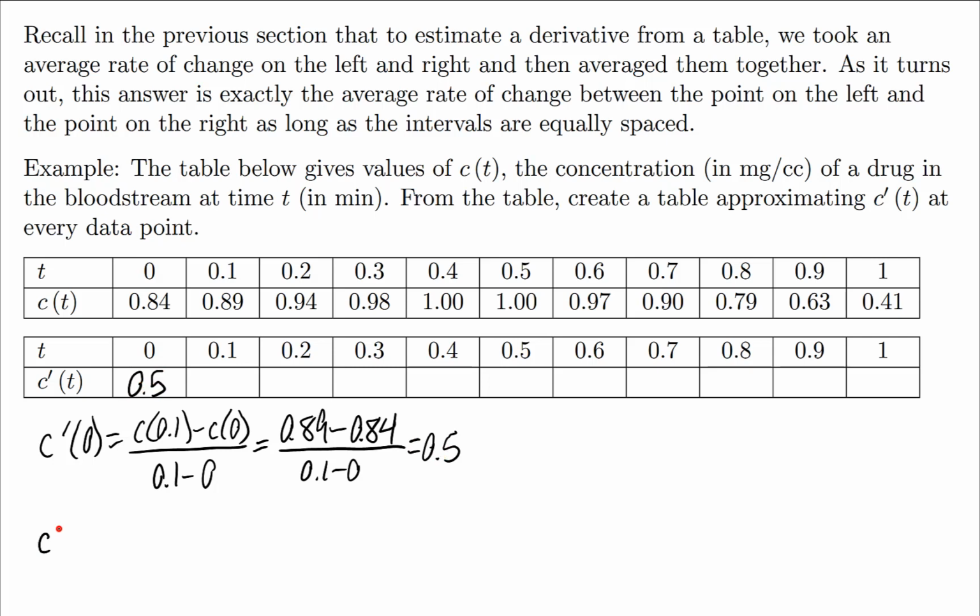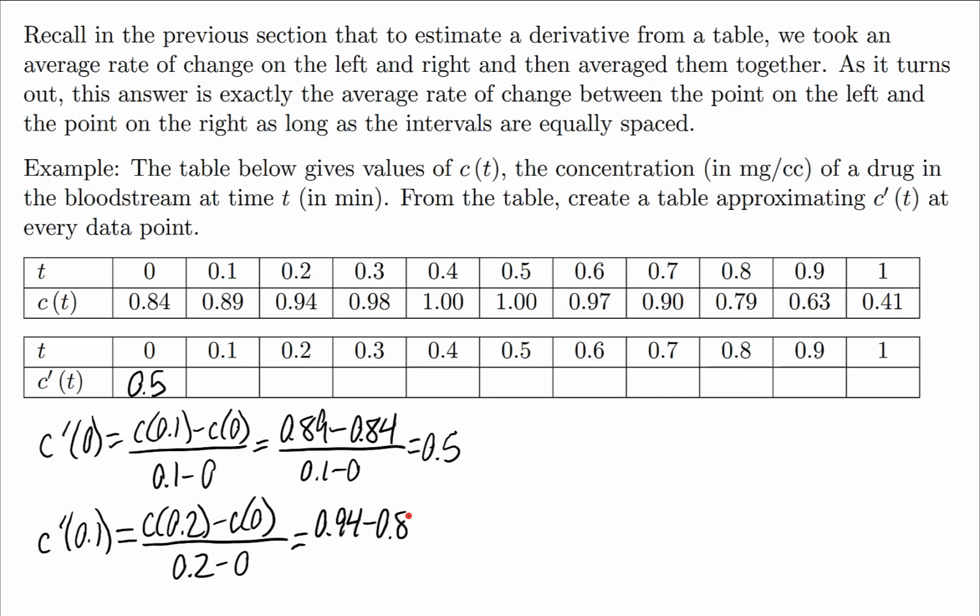And then for c prime of 0.1, this one's not on an edge, so we'll actually do the value to the right and to the left of 0.1. That comes out to 0.94 minus 0.84, all divided by 0.2 minus 0. If you do that, you again get 0.5. Now, it won't be the case every time, but we did get 0.5 again.